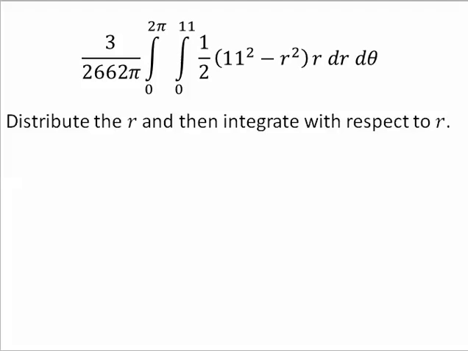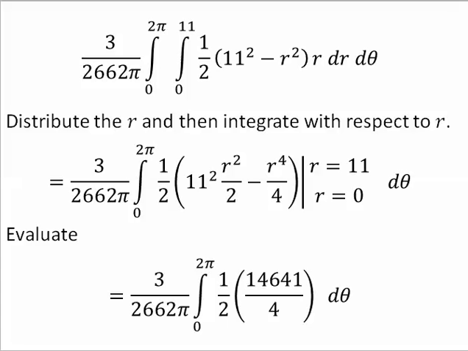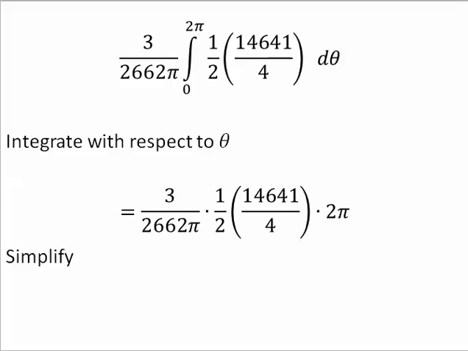Distribute the r and then integrate with respect to r. Evaluate. Check your work here. And now we're ready to integrate with respect to theta. Our last step is to simplify. And we get 33 over 8.